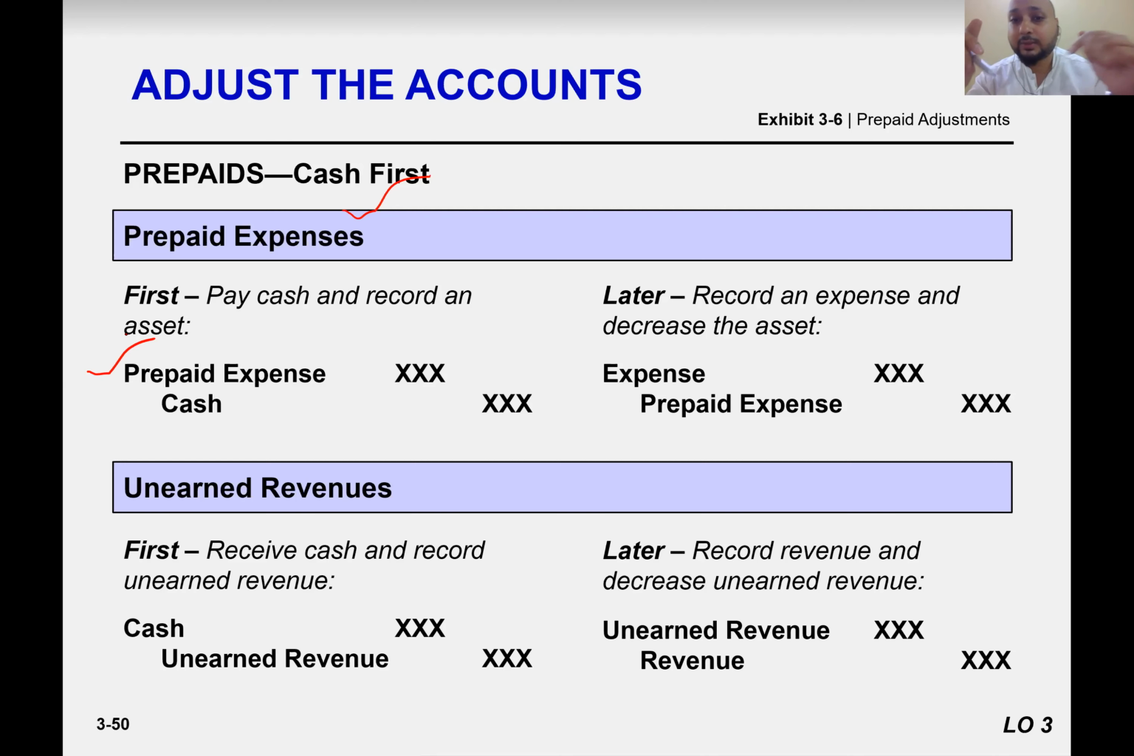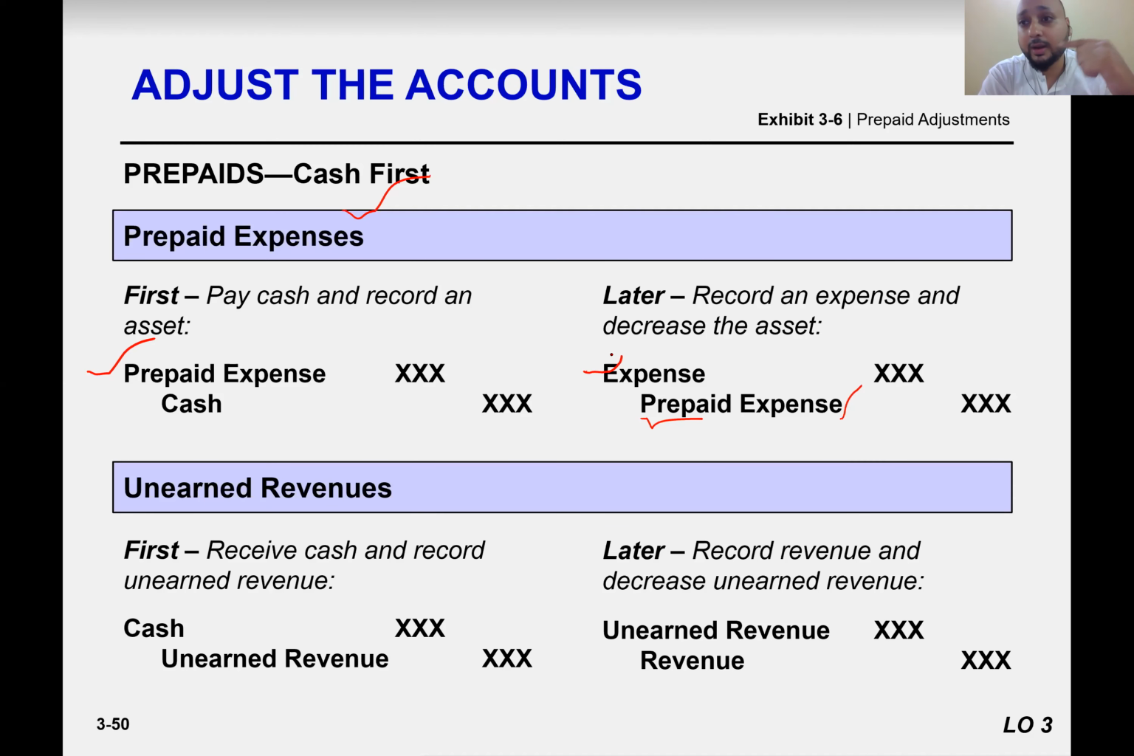So prepaid is an asset, and assets are going to reduce. This is on the balance sheet. On the balance sheet we need to reduce those prepaid accounts, and we create expense. Expense directly goes to the income statement.